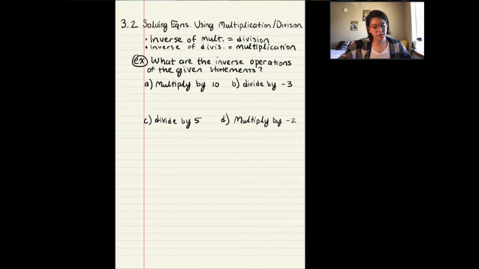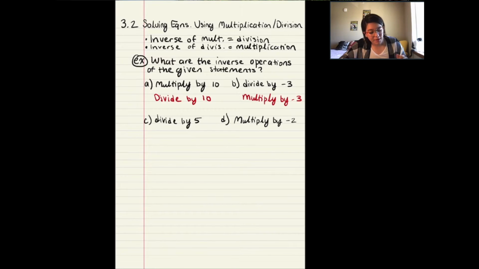Okay, so we're asked, what are the inverse operations of the given statements? We did examples like this in 3.1 when we were looking at the inverse operations of addition and subtraction. So if we have multiply by 10, the inverse operation of multiplication is division, so we would want to divide by 10. For these next examples, make sure that you pause and try them on your own, and we'll go over the answers. So for B, divide by negative 3, our inverse operation is going to be multiply, so we're going to multiply by negative 3.